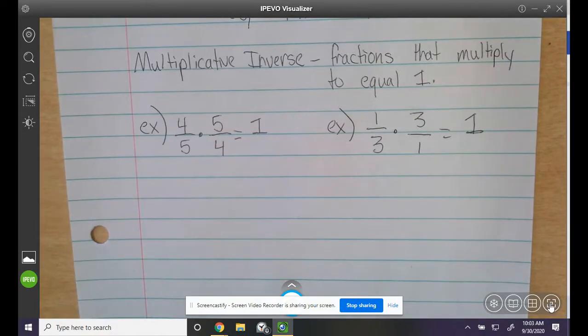Pretty simple, right? This is not butterfly. This is the reciprocal, the inverse. You're flipping your fraction.